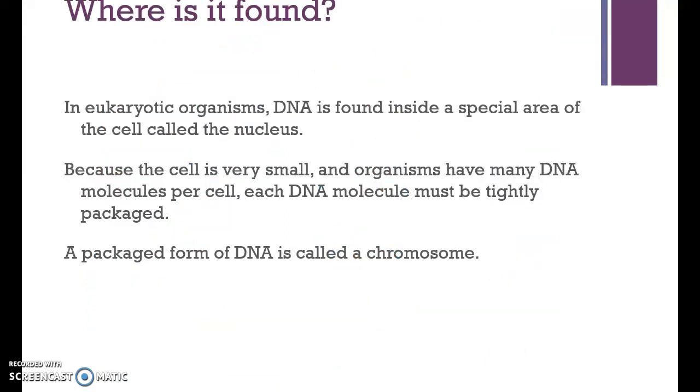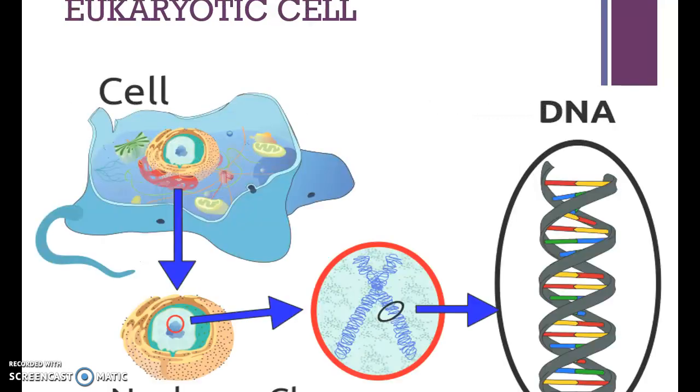Where is it found? In eukaryotic organisms, DNA is found inside a special area of the cell called the nucleus. Because the cell is very small and organisms have many DNA molecules per cell, each DNA molecule must be tightly packaged. A packaged form of DNA is called a chromosome. And here's a picture of a eukaryotic cell with diagrams showing the in-depth parts of it all the way to the DNA.